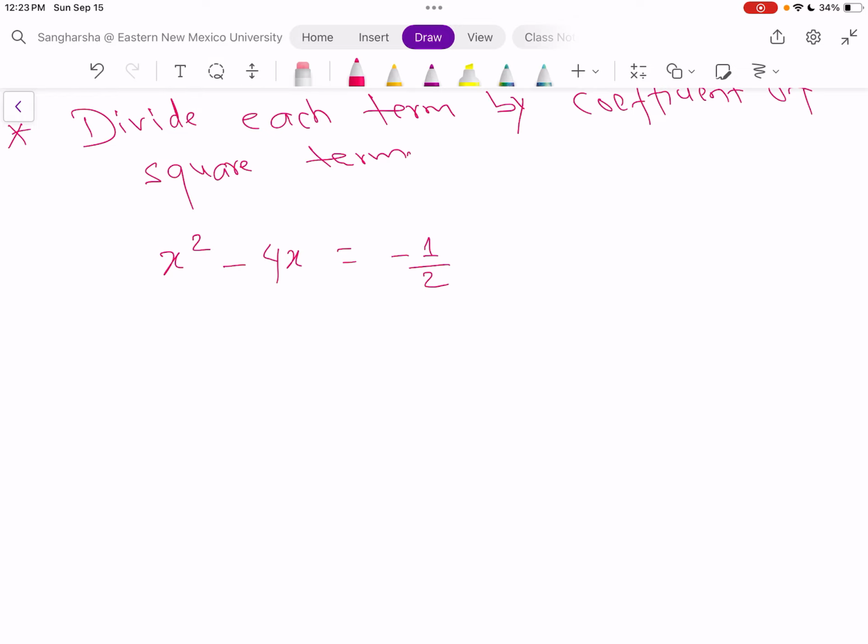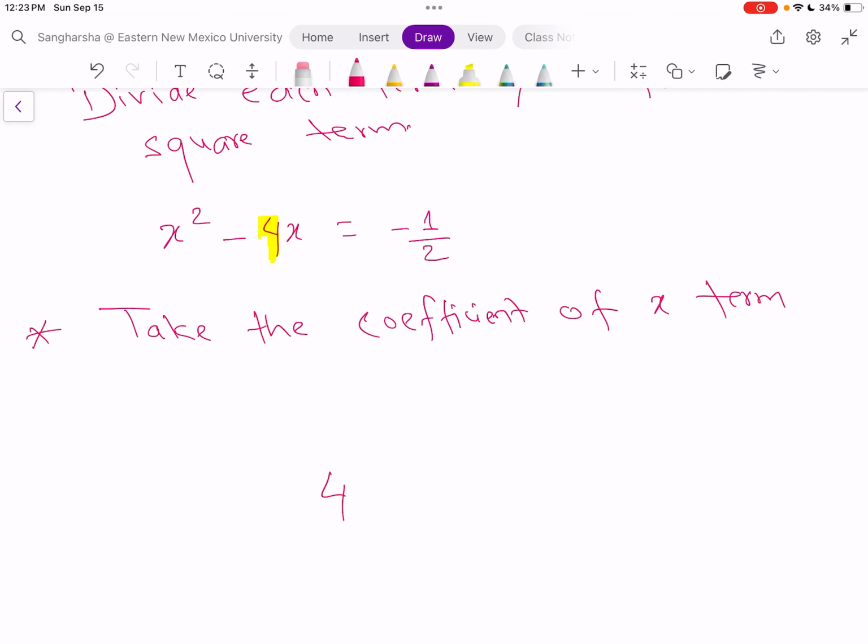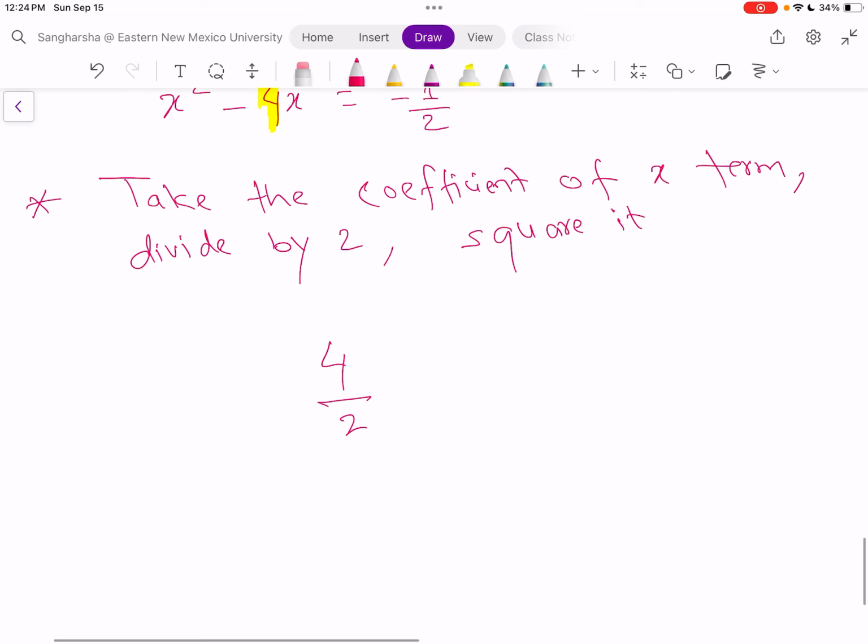Now the next step is that we take the coefficient of the x term, or the coefficient of a term with degree 1. You can include the negative, or it's okay if you don't include the sign. So you take the coefficient, then divide by 2. You are dividing the coefficient by 2, then you square it. So 4 divided by 2 is 2.